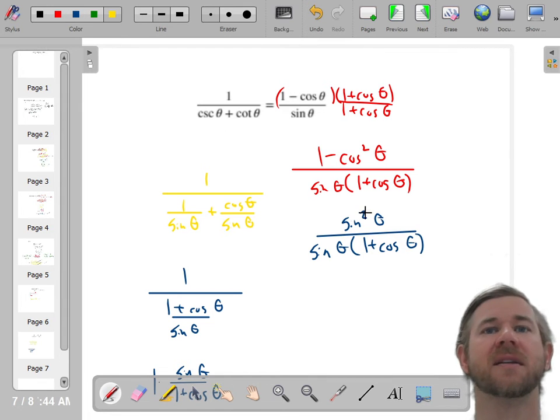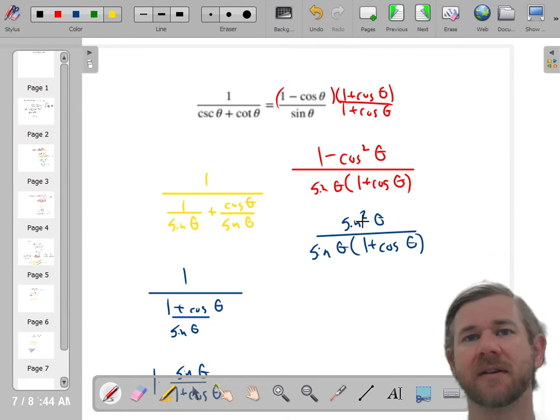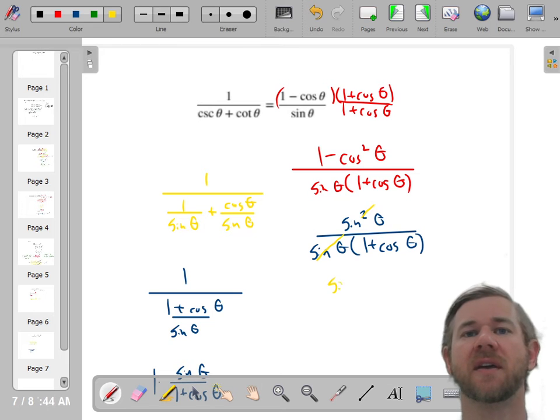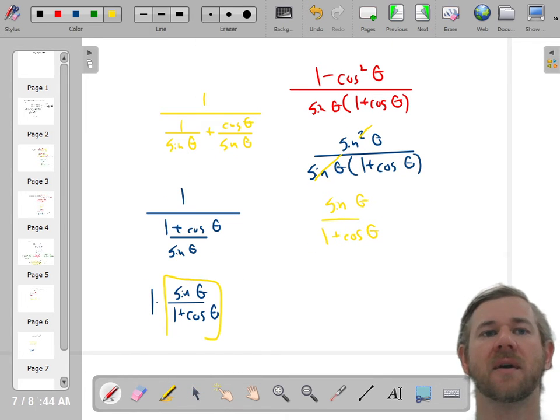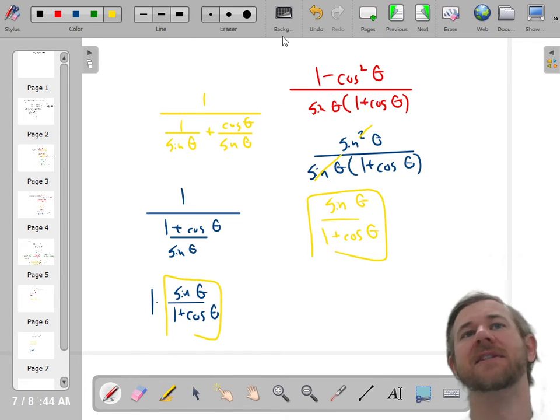So now I can cross out a sine. I think this is going to do it. So I have sine of theta over 1 plus cosine theta, which is, hey, look, right here. All right, so this is kind of a different way of proving it.